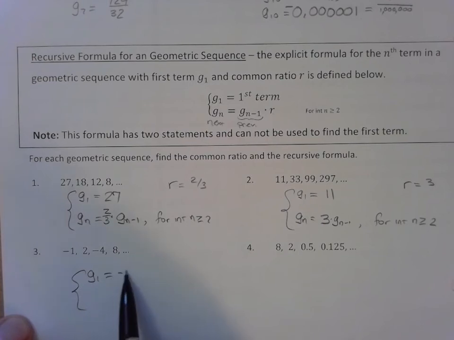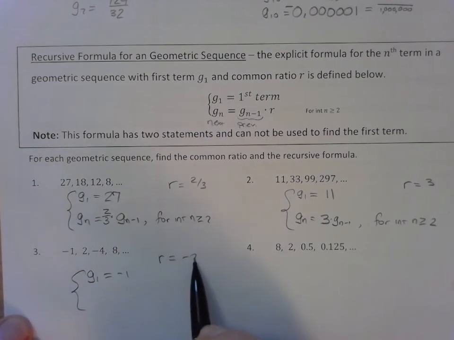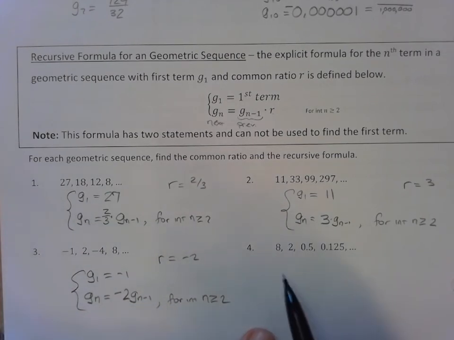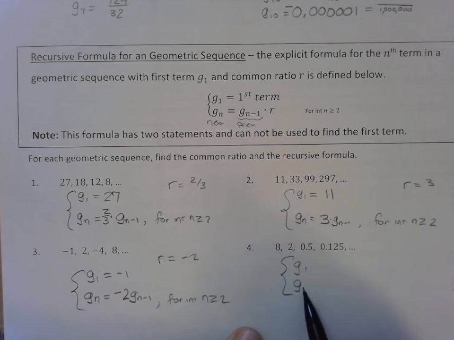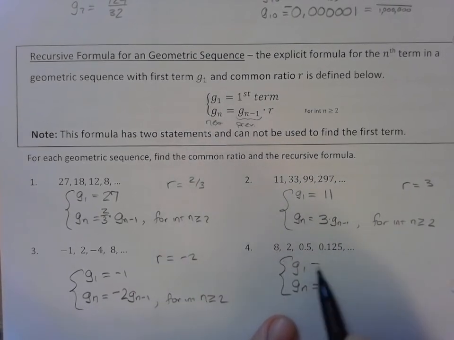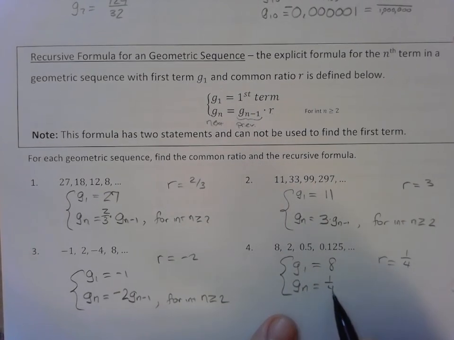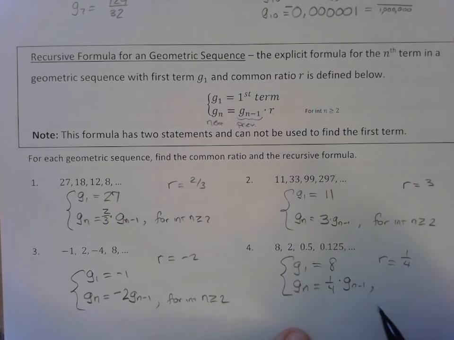The first term is -1. Our ratio is -2. Now, unlike exponential growth and decay, a ratio can be negative in a geometric sequence. We're going to multiply -2, our ratio, times the previous term to get to the next one, for integers n greater than or equal to 2. Last one, the value of our first term and the value of our nth term. The value of our first term equals 8. Our ratio is any term divided by the previous. We're going to use 2 over 8 or 1 over 4. It's 1/4 times the value of the previous, and this will work for integers n greater than or equal to 2.